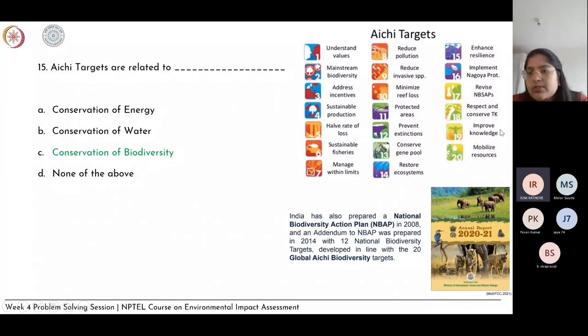improving the knowledge base, mobilizing resources. So these are the 20 targets. And India also prepared the National Biodiversity Action Plan in 2008. They have 12 national biodiversity targets, which were developed in line with these 20 biodiversity targets. So C was the correct answer.